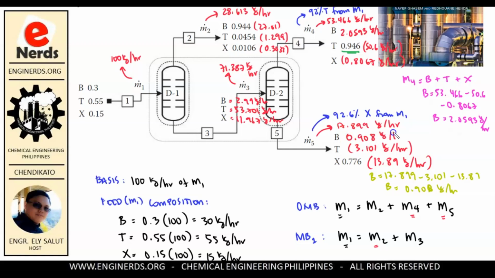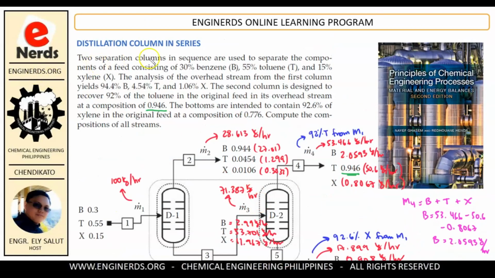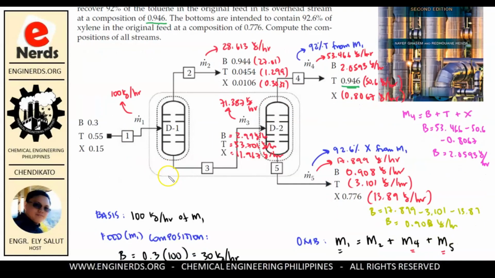So now we got the value of our benzene sa M5, which is 0.908 kilogram per R. So as you can see, now we got all the values ng ating streams and components dito sa ating distillation column in series. However, take note that ang pinahanap sa atin dito is yung compositions on all streams. Samantalang lahat ng nakuha nating values are expressed in kilogram per R as per our basis of 100 kilogram per R. So, para makuha natin yung values natin dito, we have to get the percent composition on every section.